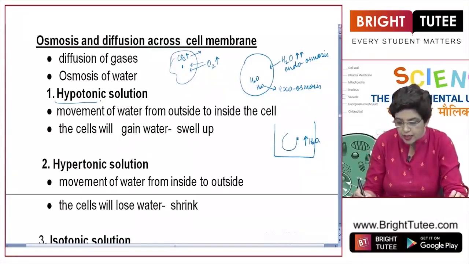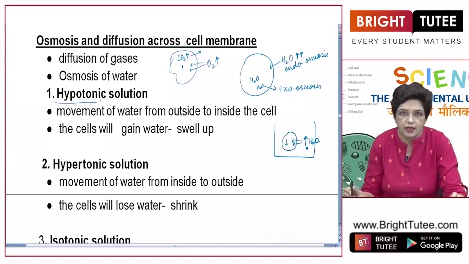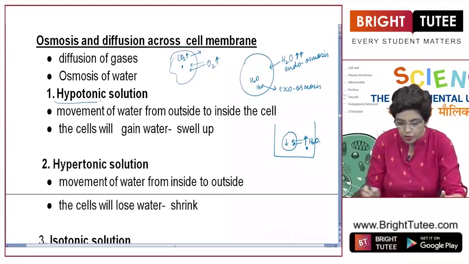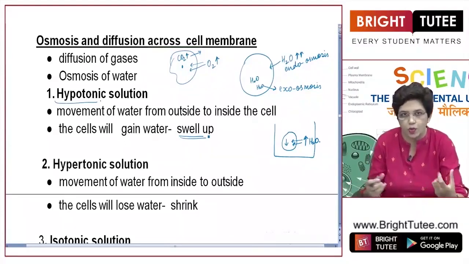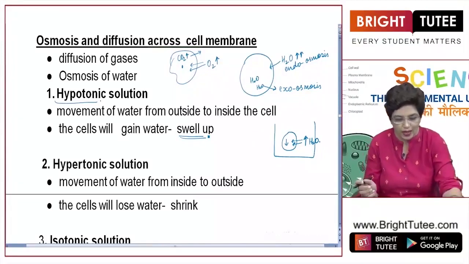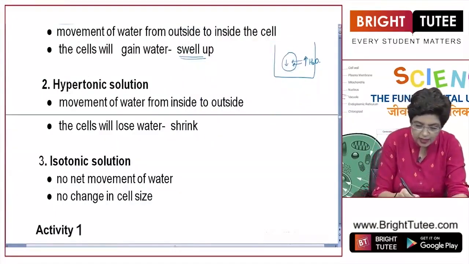So if a cell is kept in hypotonic solution, the concentration of water inside is less. So what will happen? The water will move inside. This is called endoosmosis. The cell will swell up because it is absorbing more water. On the other hand, next is hypertonic solution.